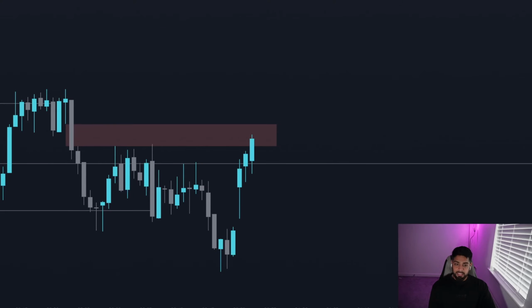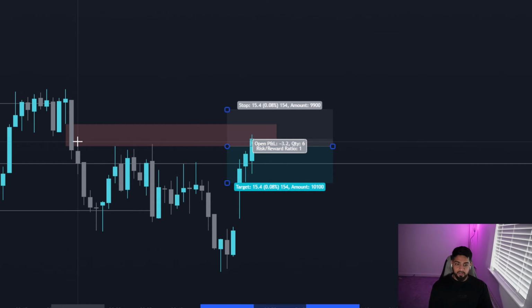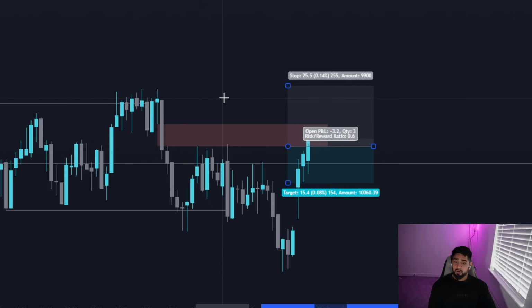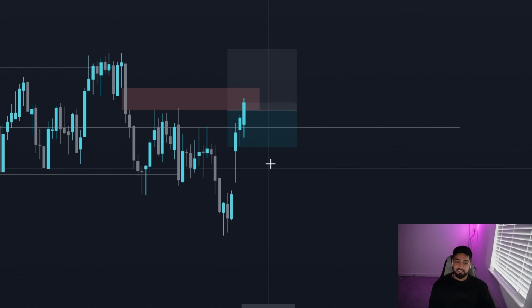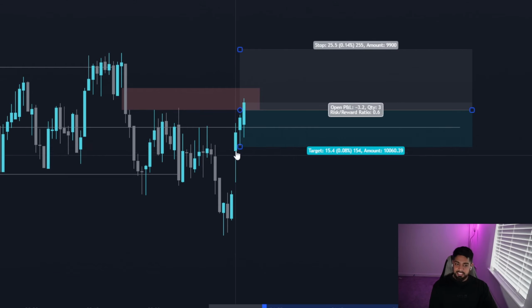So now that we've got that, we're simply then going to be taking our entry right at the open of that fair value gap. We're going to put our stops just above that high, because if price goes all the way up there, again, it's invalidated this entire trend, which means we should no longer be in that trade. And now this is where things get interesting.